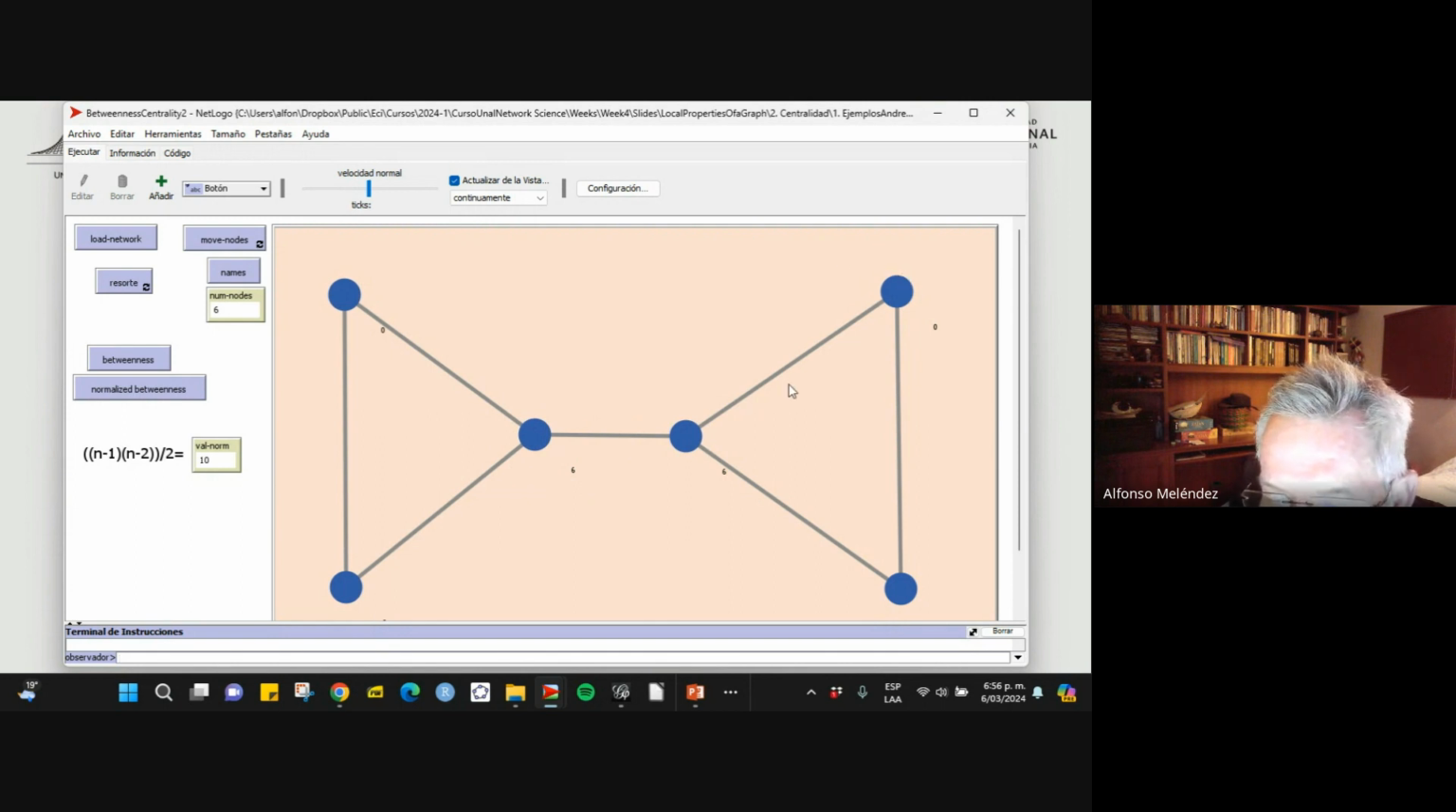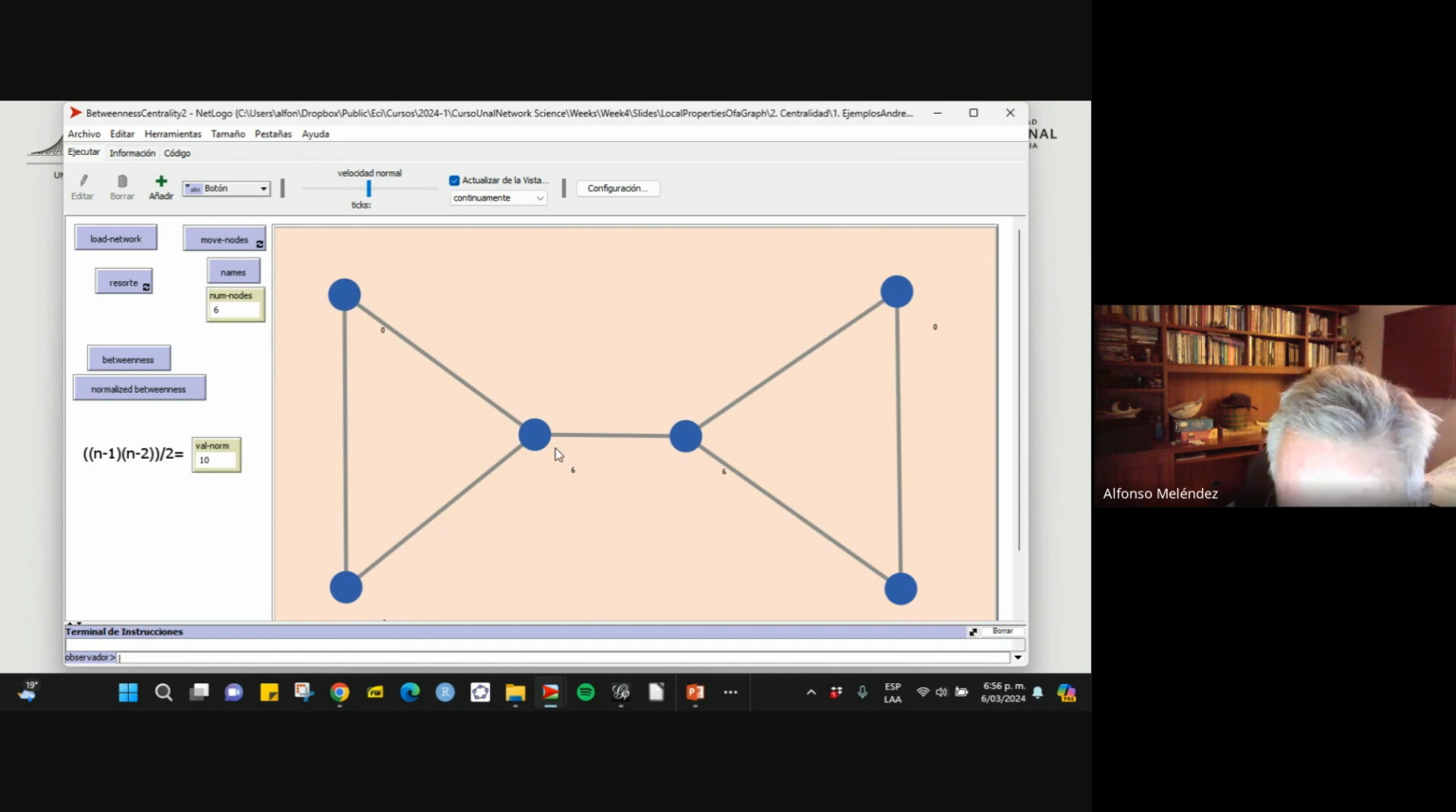Look, I have three nodes on the right and two nodes on the left. So how many paths are there? Three times two, six. And the six shortest paths from these nodes to this node pass through this node. From here to here, one. From here to these two, two, here two.